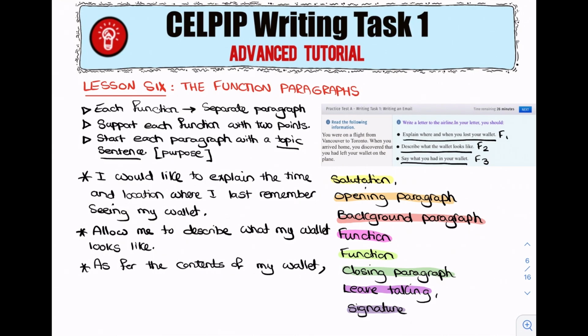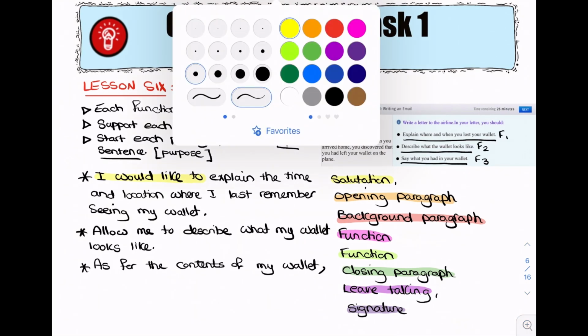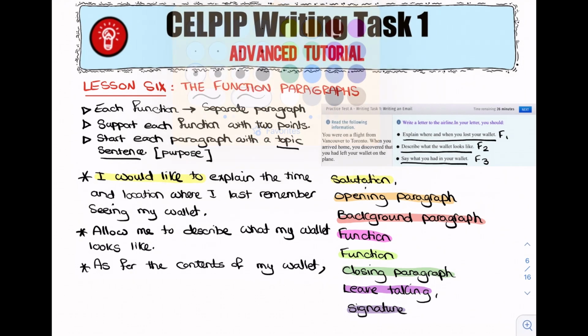There are 3 very useful structures that you could use. Structure number 1 is, I would like to, and then you follow it up. So I would like to request, I would like to ask you, I would like to invite you, depending on what the function is. The second structure that you can see here is allow me to. So allow me to explain, allow me to describe, allow me to provide you with some information regarding blah, blah, blah. So as you can see, that's another way for you to begin your topic sentence in the function paragraphs.